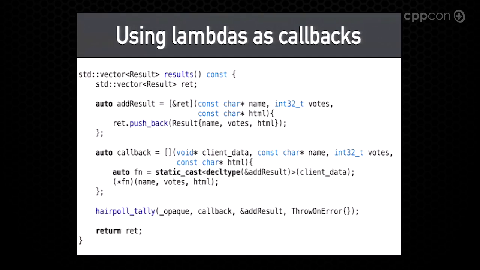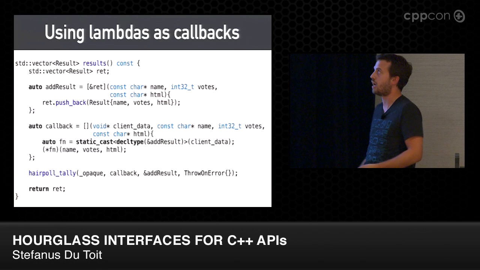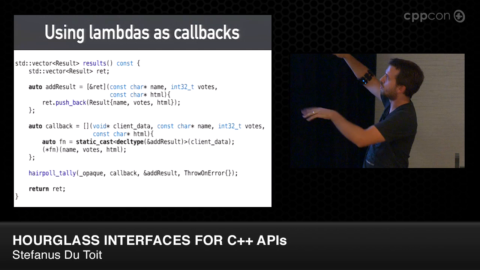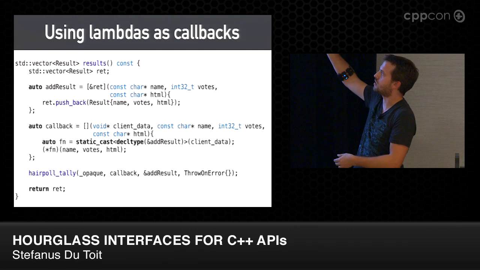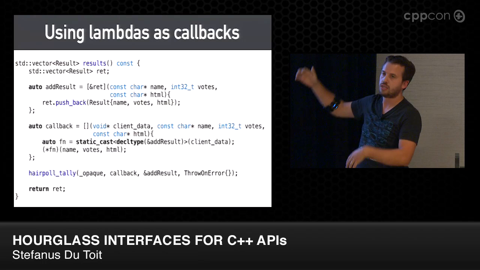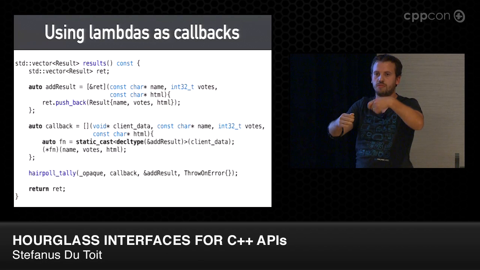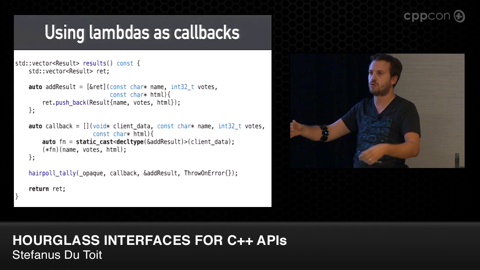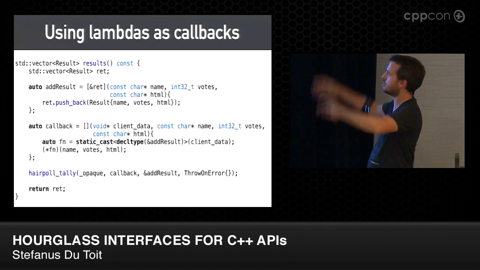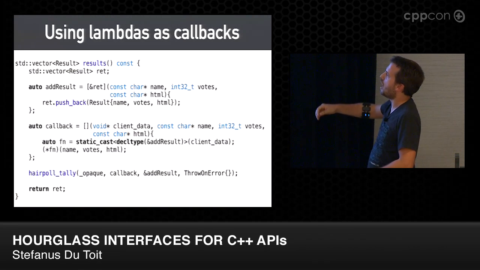Sorry. So suppose we had a hairpole tally that took a lambda. Maybe it took a std::function of the appropriate signature, or maybe it's templated or something like that. Well, what we would do is probably something like we see at the top here. So first of all, to give you the context, we're in the results function of hairpole. It's going to call tally. It's going to accumulate all of the results that come through, put them all in a vector, and then return that vector by value, because that's how we do it these days.